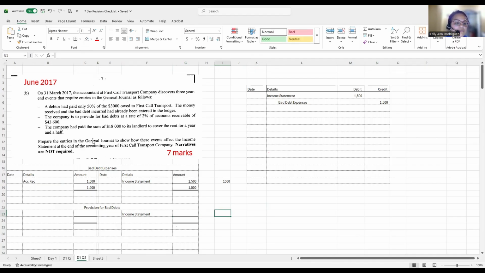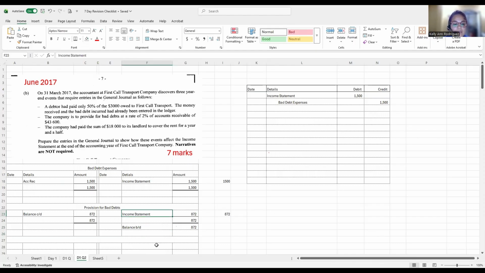We're writing off 2% of the 43,600. So 43,600 multiplied by the 2% is 872. So the 872 goes directly to your income statement. At the end of the year, what you would normally do, you'll have a balance carried down for the value, and you will have a balance brought down for that value at the beginning of the next period. Now, you don't have to do all this in the exam. I am just showing you this so that you will know how it really works, right?